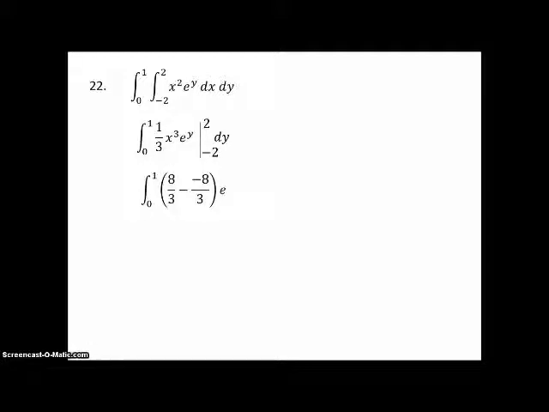Number 22, another double integral. We evaluate the integrand with respect to x, and so the e to the y remains as a constant, and we have to evaluate that from -2 to 2 and keep the dy, of course. So then we plug in the 2 and the -2 and subtract, simplify it, and we end up with a very simple integrand in one variable. And of course the antiderivative of e to the y is just e to the y. Plug in our 1 and our 0, and voila, the answer.